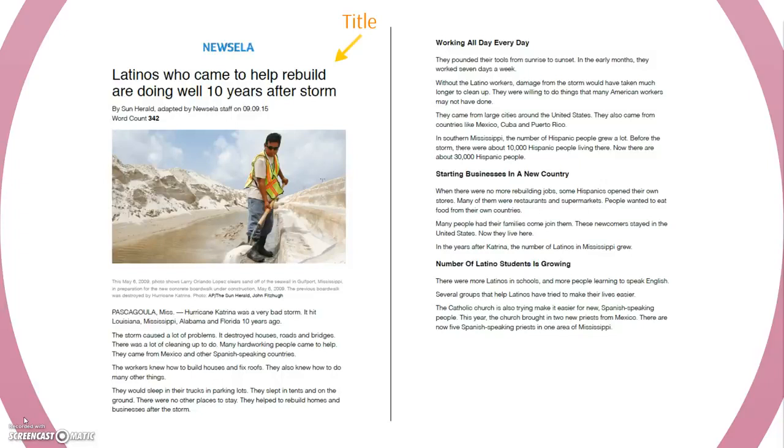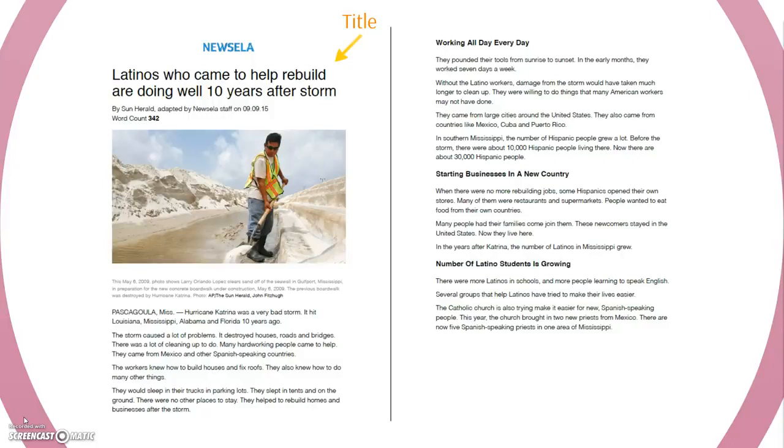Okay, from the title, I know we have some people who came or moved somewhere. It happened 10 years ago and there was a storm. So already I know a lot about this article. Maybe I know who Latinos are, maybe I don't. But I also know this is going to be about Latinos.